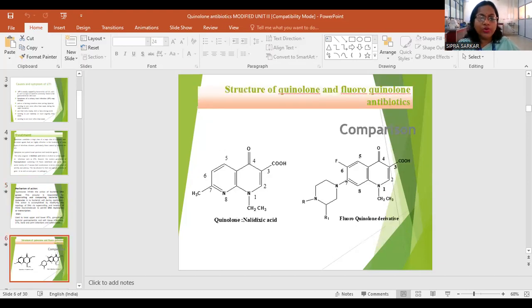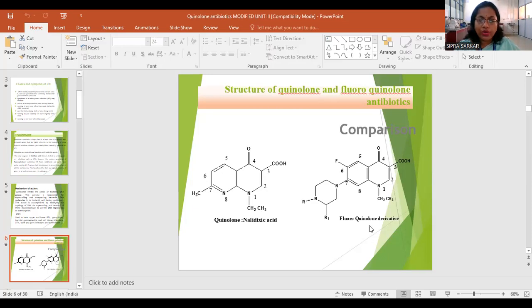Next, I am going to the structure of quinolone. You can draw the structure of quinolone also. Quinolone has two nitrogen-containing cyclic rings fused together, numbered 1, 2, 3, 4, 5, 6, 7, 8. At the third position there is a carboxylic acid. At the fourth position there is an oxo group. At the seventh position there is a methyl. And at the 1 and 8 positions, nitrogens are there. That is known as a quinolone, and this drug is known as nalidixic acid. All these parts play an important role.